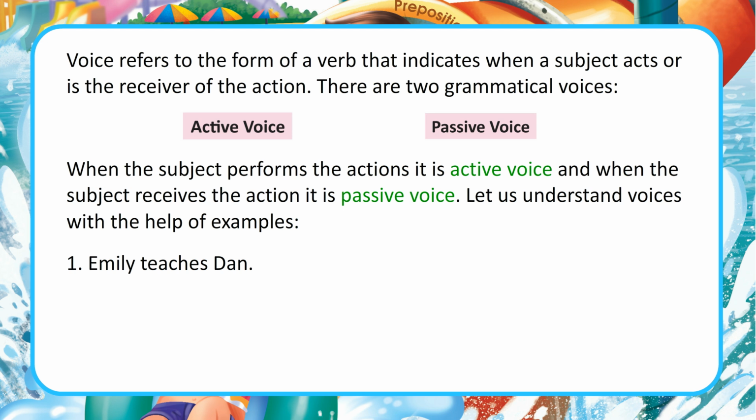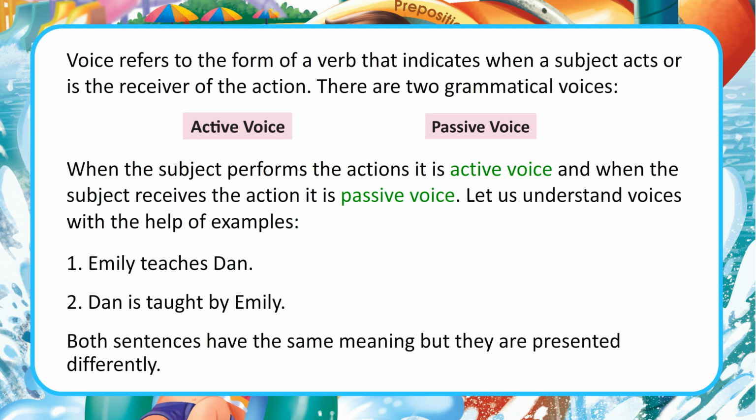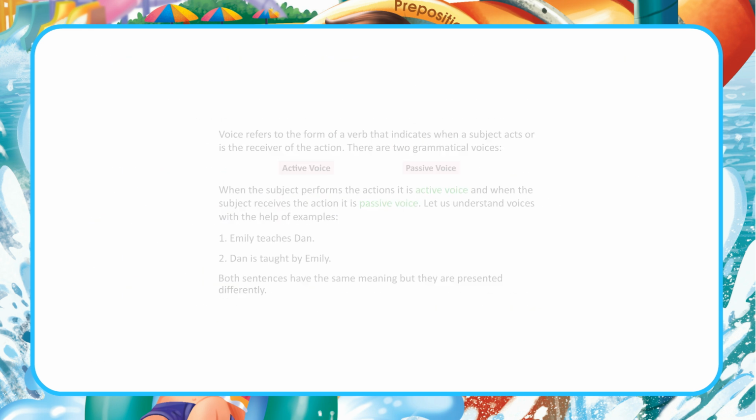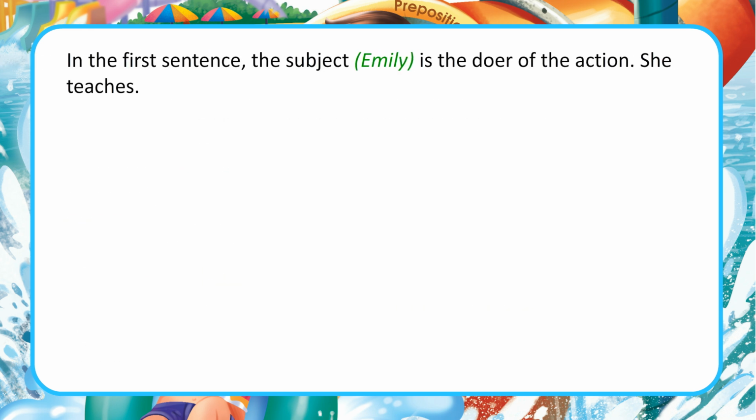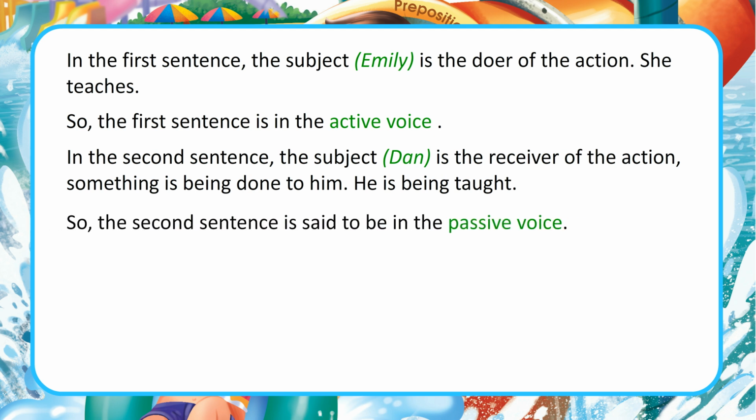1. Emily teaches Dan. 2. Dan is taught by Emily. Both sentences have the same meaning, but they are presented differently. In the first sentence, the subject, Emily, is the doer of the action. She teaches. So, the first sentence is in the active voice. In the second sentence, the subject, Dan, is the receiver of the action. Something is being done to him. He is being taught. So, the second sentence is said to be in the passive voice.